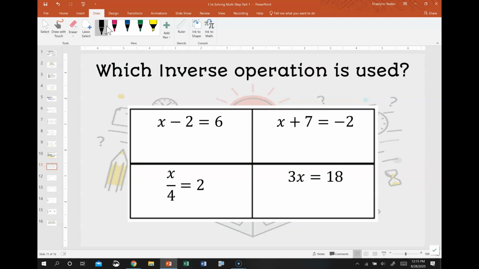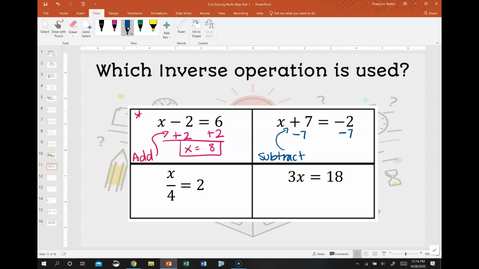If we wanted to undo the subtraction that's happening here in this first problem, we would need to add. So I'm going to be adding as an inverse operation. I'm going to add 2 to both sides, and I'm just going to end up with x equals 8. So here I added to undo subtraction. Over in the next one, I'm going to subtract to undo addition. We would subtract 7 from both sides because we need to subtract to undo the addition, right?